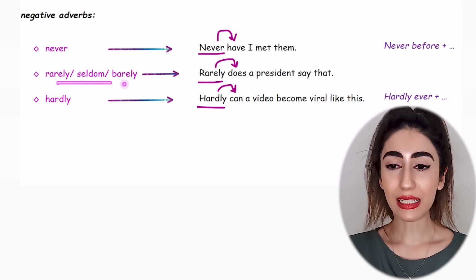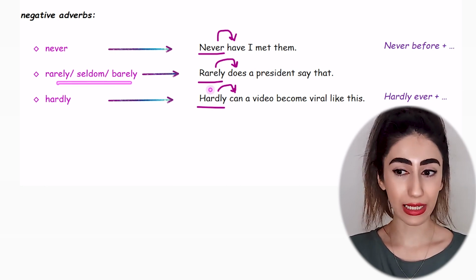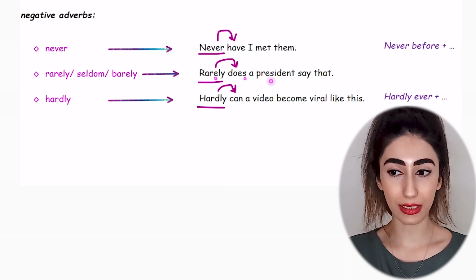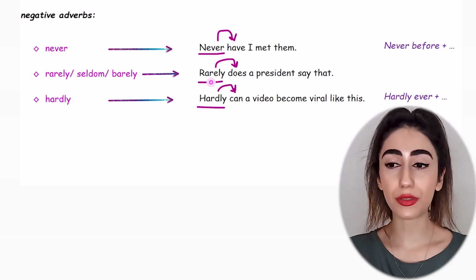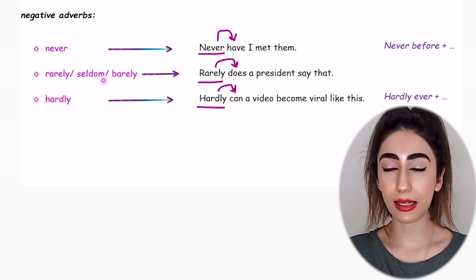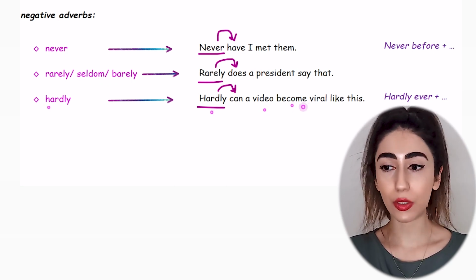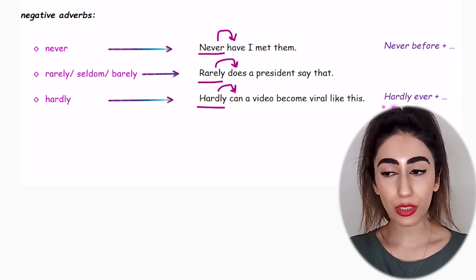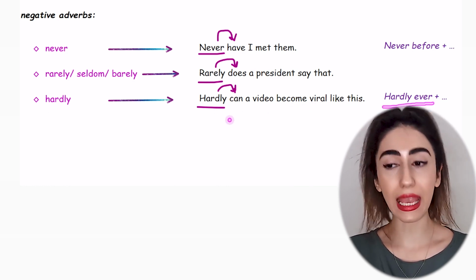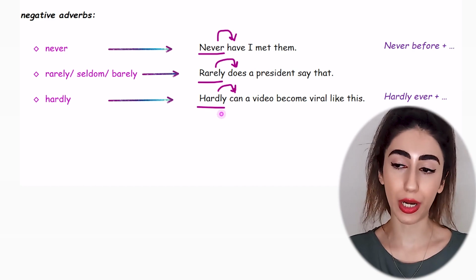Another one, rarely, seldom, barely. For instance, with rarely. Rarely does a president say that. Remember that this structure is quite formal. That's why you can see it most of the time in the news, in some formal and academic texts. Here you can replace rarely with seldom or with barely. Then hardly. Hardly can a video become viral like this. You can use hardly ever. Hardly ever can a video become viral like this.